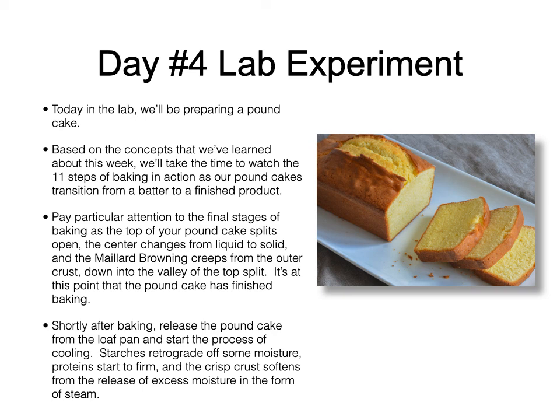You'll see where starches will retrograde off some moisture. You may even see some steam coming off of it. Proteins will start to firm, and the crisp crust will start to soften from the release of excess moisture in the form of steam. So the whole pound cake will start to get even better a couple hours after it's been baked. And I find when I make a pound cake, it's even better the next day.